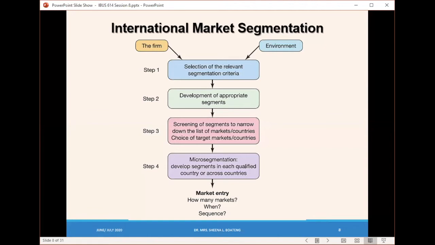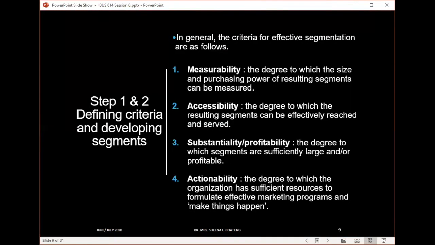So let's break down these 4 steps of international market segmentation. First, let's talk about steps 1 and 2, where we define the criteria and develop the specific segments that we want to choose. Now, in going ahead to define criteria and develop segments, there are 4 general things that you have to consider as a global marketer to perform this step effectively. The first one is to think about the measurability of the criteria and the segments that you are choosing.